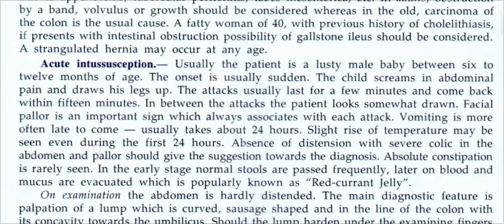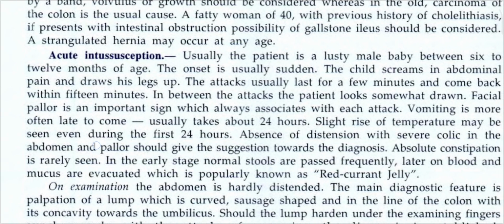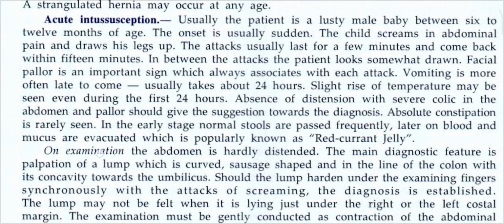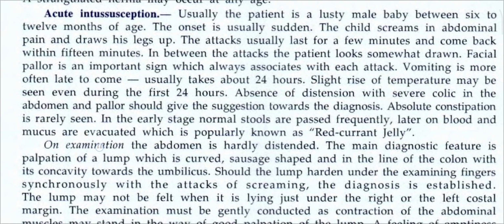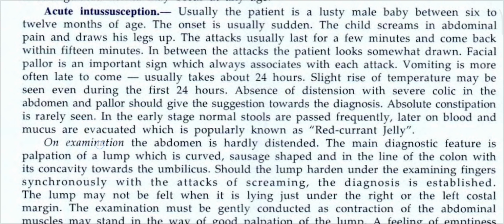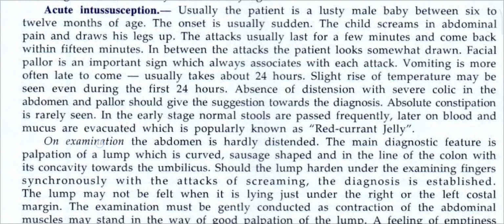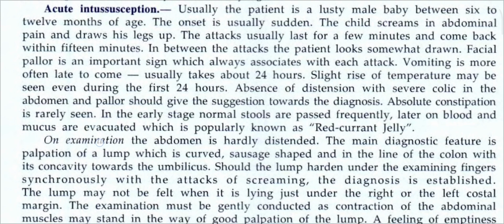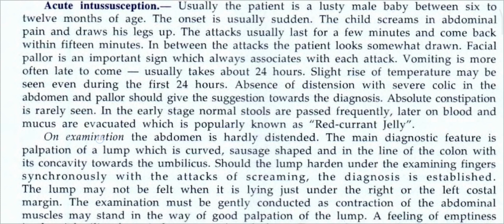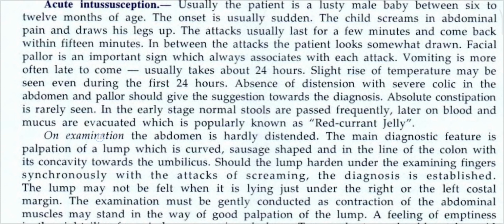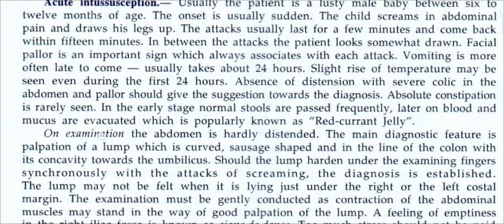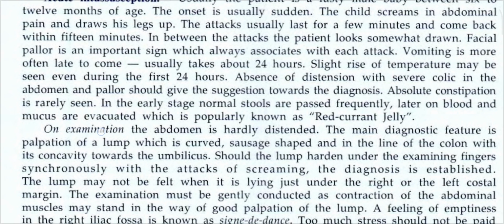Acute intestinal obstruction: usually the patient is a lusty male baby between 6 to 12 months of age. The onset is usually sudden. The child screams in abdominal pain and draws his legs up. The attacks usually last for a few minutes and come back within 15 minutes. In between the attacks, the patient looks somewhat drawn. Facial pallor is an important sign which is always associated with each attack. Vomiting is often late to come, usually taking about 24 hours. A slight rise of temperature may be seen even during the first 24 hours.